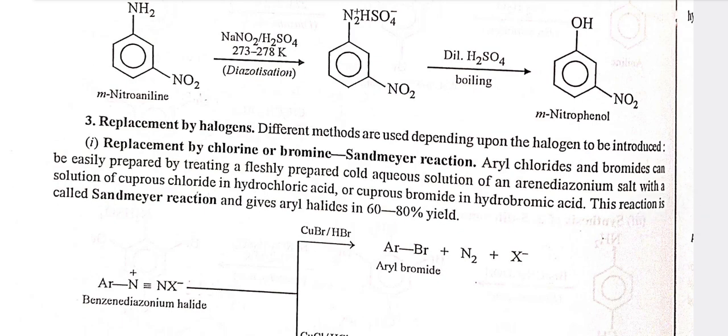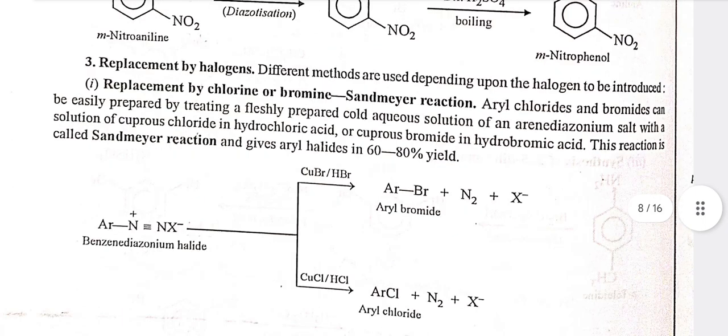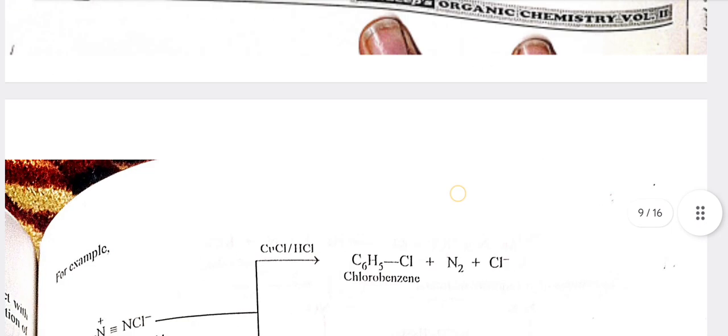Different methods are used depending upon the halogen to be introduced. Replacement by chlorine or bromine. Sandmeyer reaction. Aryl chlorides and bromides can be easily prepared by treating a freshly prepared cold aqueous solution of an arene diazonium salt with the solution of cuprous chloride in hydrochloric acid or cuprous bromide in hydrobromic acid. This reaction is called Sandmeyer reaction and gives aryl halides in 60 to 80% yield.